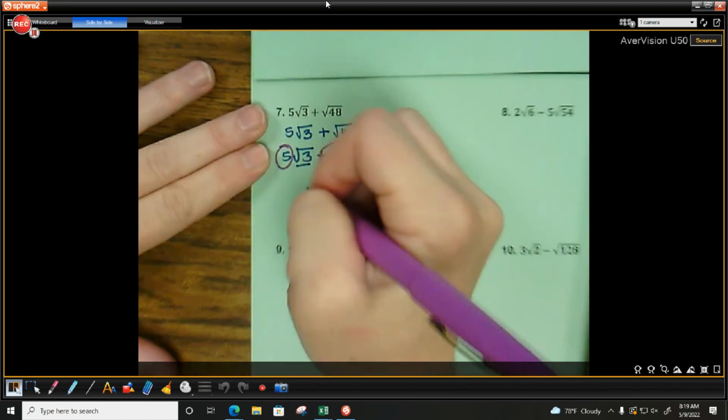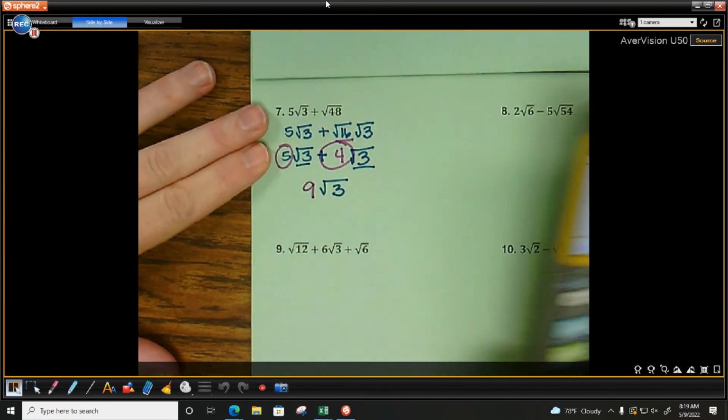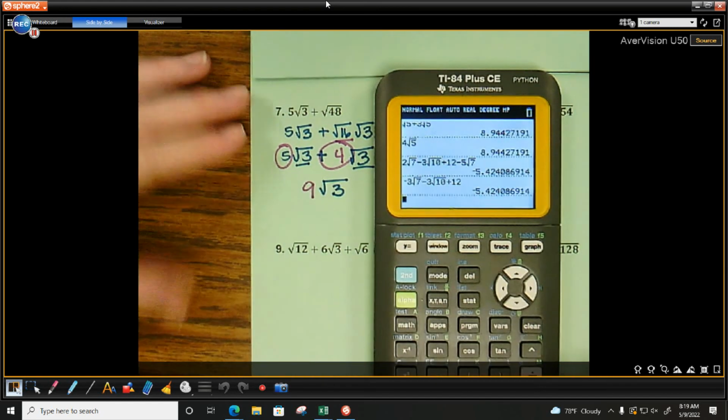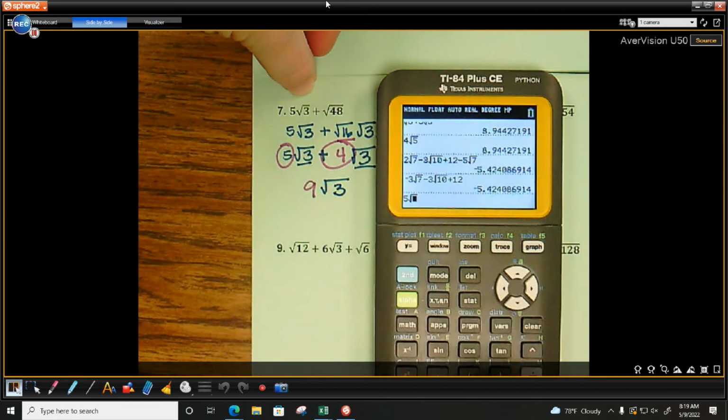Go to your calculator and we're going to type in my whole original: 5 square root of 3 plus square root of 48. Everyone's typing this in.